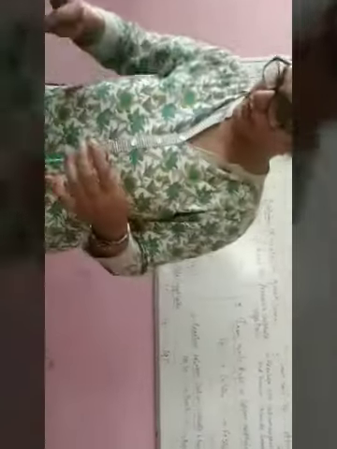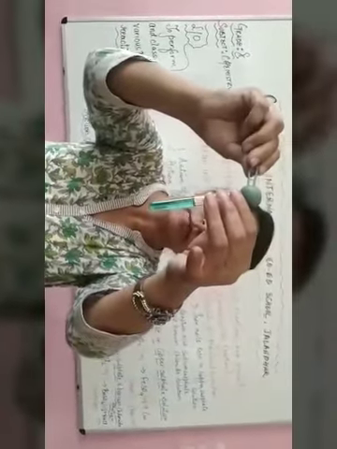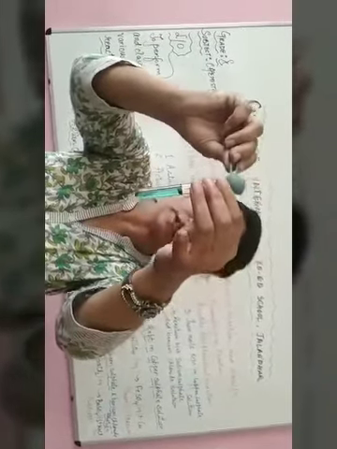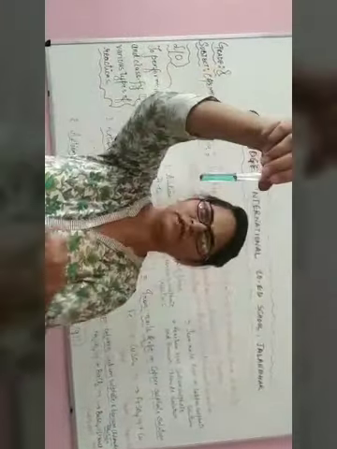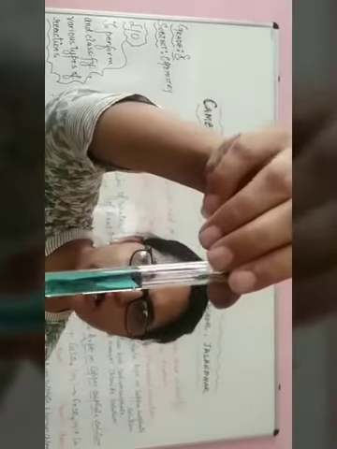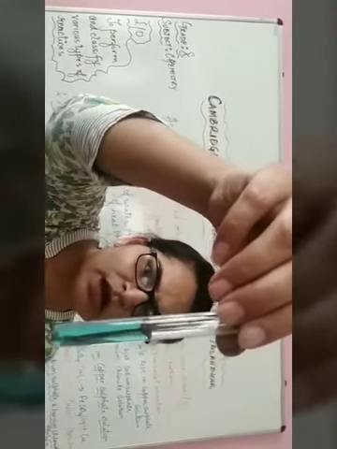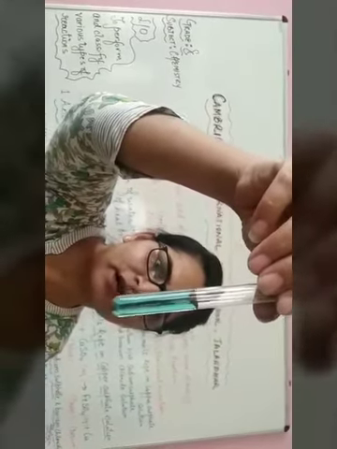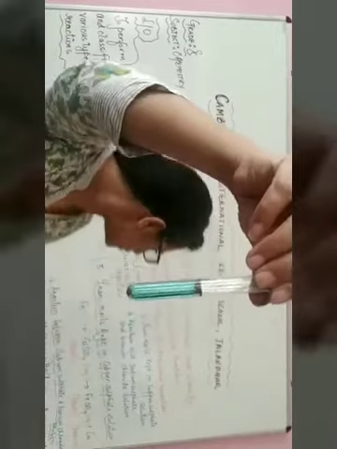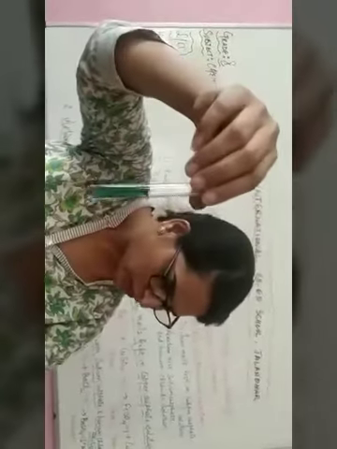This is the copper sulfate solution I have taken here, and I am going to put iron filings in it. Now the iron filings will react with the copper sulfate solution. The color of iron filings is dark brown, and after 15 minutes the color of this solution will change into the pale green of iron sulfate solution. So I am going to show you this reaction now.